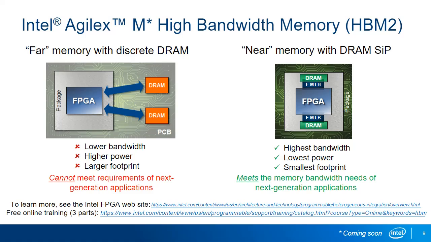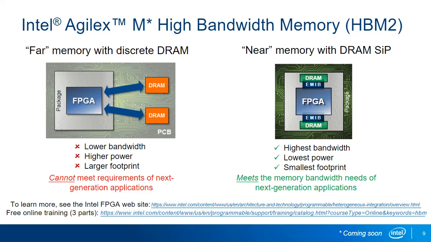Currently, HBM2 memory can be found exclusively in Intel Stratix 10 MX devices, but will be extended to Intel Agilex M devices. The HBM2 stack is implemented directly on the main device die using System-in-Package, or SIP, technology. Comparing the use of traditional external memory with HBM2, the FPGA connects to the external DRAM through traces across the PCB.